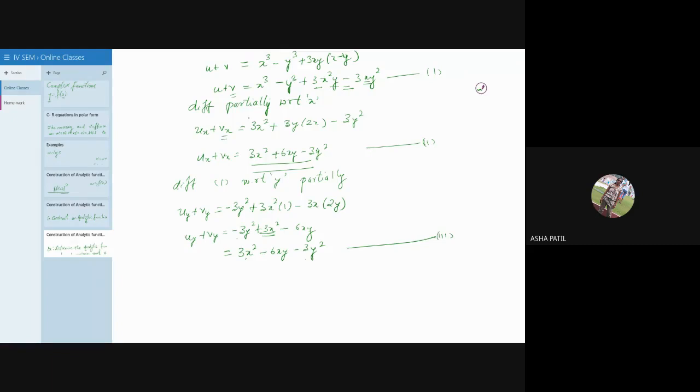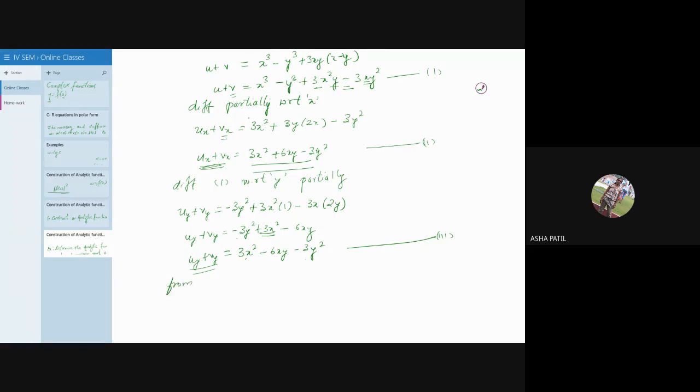Now here we have in equation 2 ux plus vx, whereas in equation 3 we have uy plus vy. Now what we do is use the CR equation and write either these ux, vx in terms of uy, vy, or in the third equation substitute the CR equation and write it in the form of ux and vx. So better we'll use CR equations in equation 3.